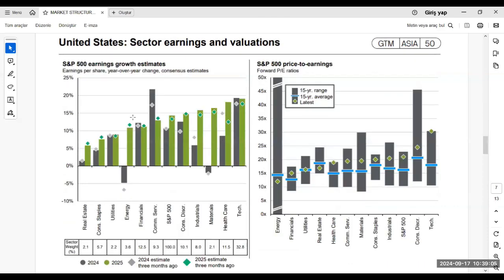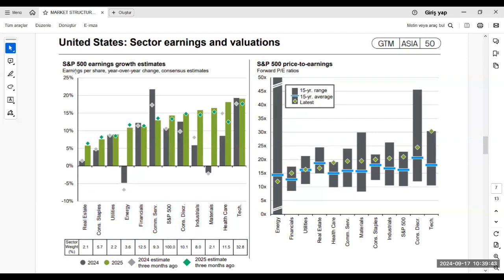Now if we focus on the United States, the sector earnings and valuation in the United States, what can we understand directly from the valuation of those sectors? Please look at the picture. The United States sector earnings and valuation. It is the S&P 500 earnings growth estimate. As you see here, I have lots of different sectors: real estate, consumer staple, energy, financial, communication services, consumer discretionary, industrial, etc.